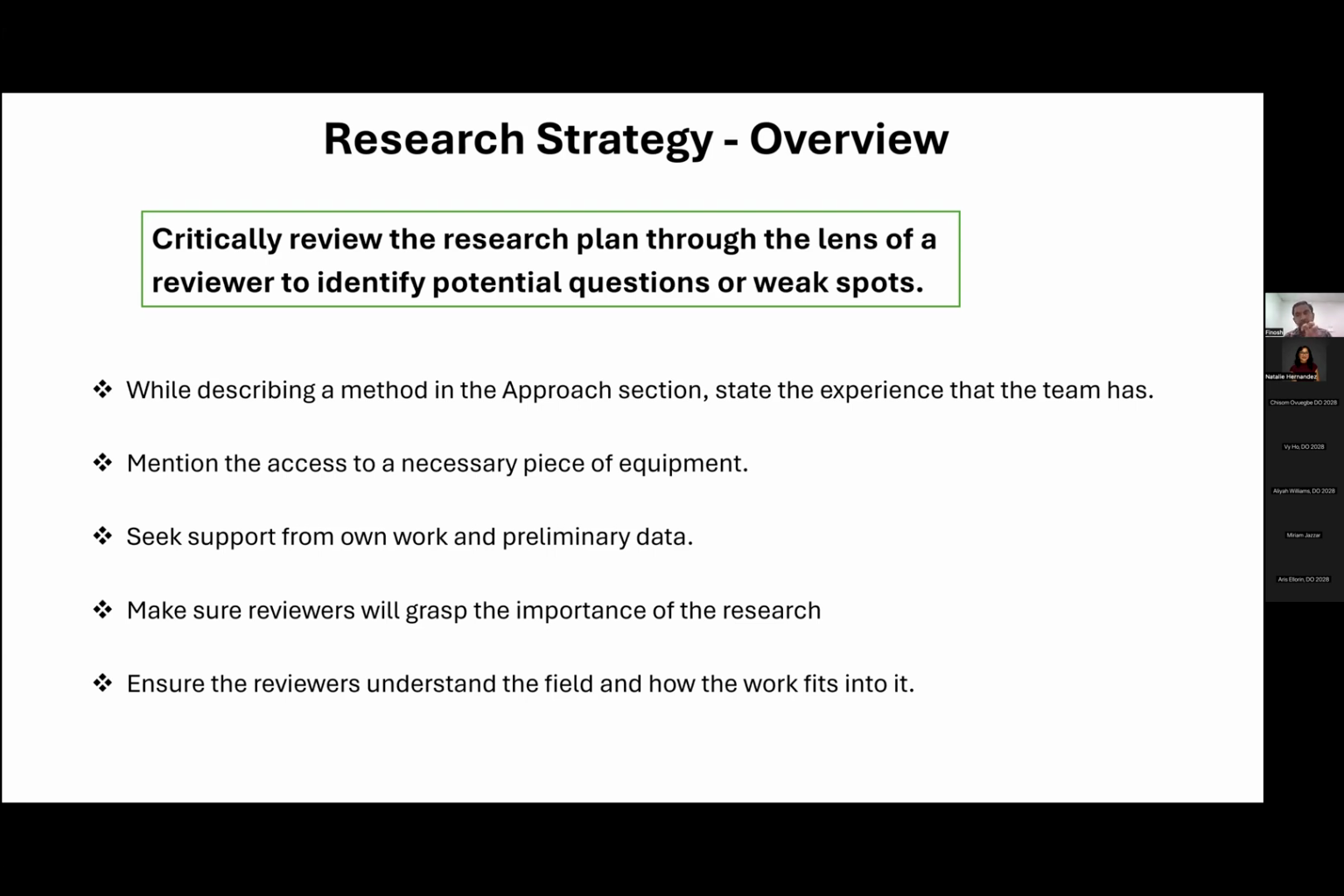We need to show that it is doable within our perspective or within our environment, so that the reviewers will be confident in your data as well as your research. And ensure that the reviewer has a fundamental understanding of the field and knows how to fit your work into that particular field. So keep that in mind.